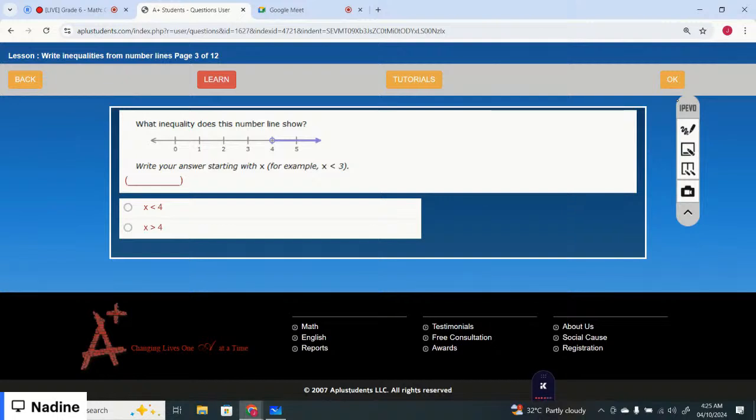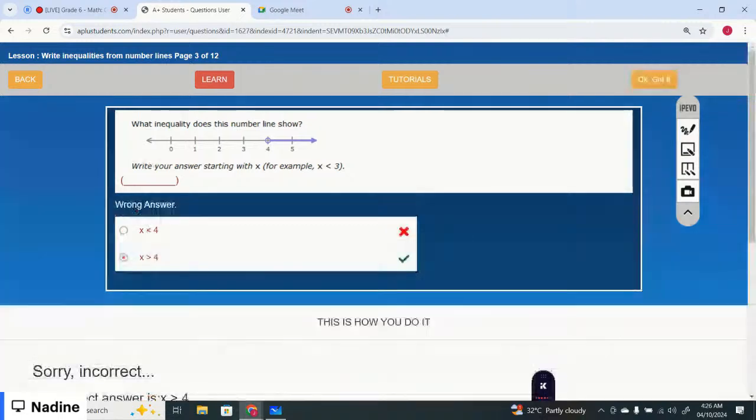What inequality does the number line show? So, which is the correct option? Very good. That is x is less than 4. Option number 1 is the correct option. Very good. On the right hand side, all the numbers are greater, so that is x is greater than 4.